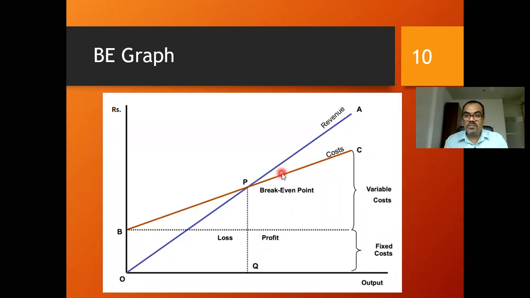Why? The difference between variable cost and the total cost is the fixed cost. Fixed cost is a fixed amount added on. In other words, from here to here, this is the fixed cost. Start here, add this much, and draw the line.